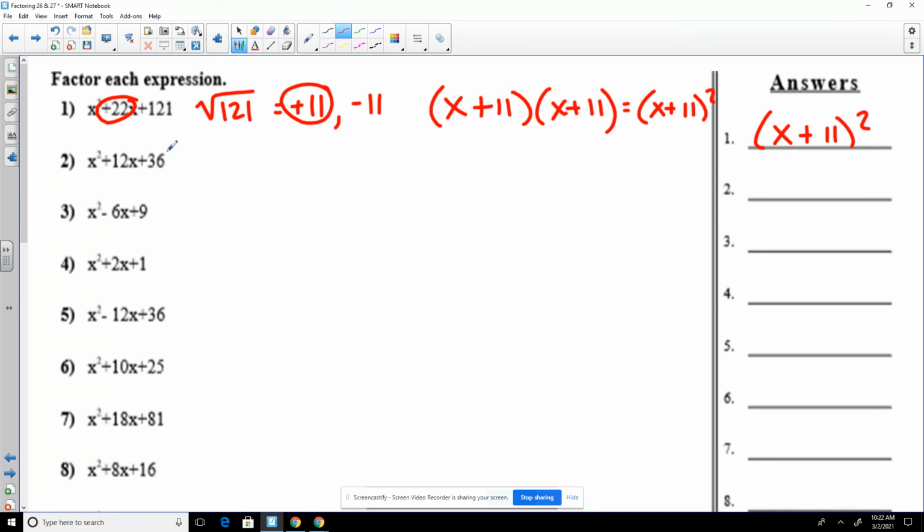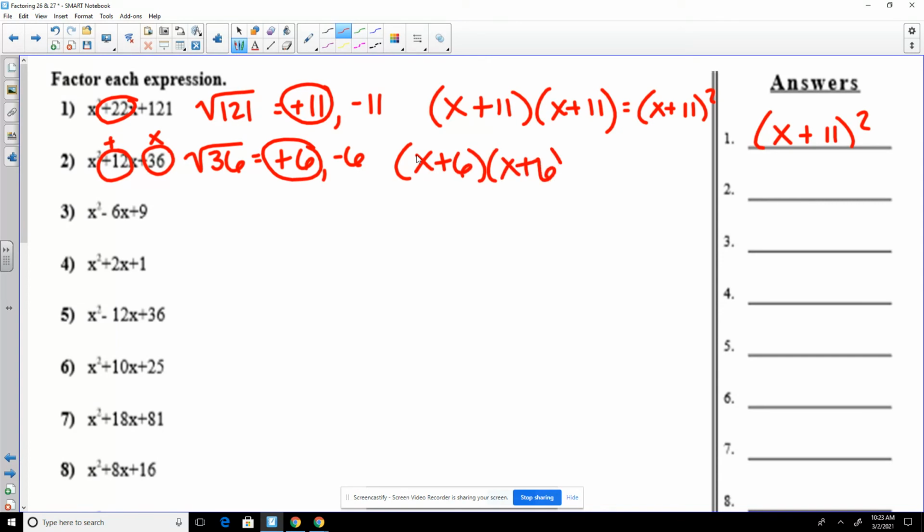Okay, I'm going to do a few more of these. I have a perfect root, 36, because I know the square root of 36 is positive 6, negative 6. I need positive 12. Multiply to the last number, add to the middle number. So I have positive 12 in the middle, so I need positive 6. So I'm going to have x plus 6, x plus 6, or written as x plus 6 squared.